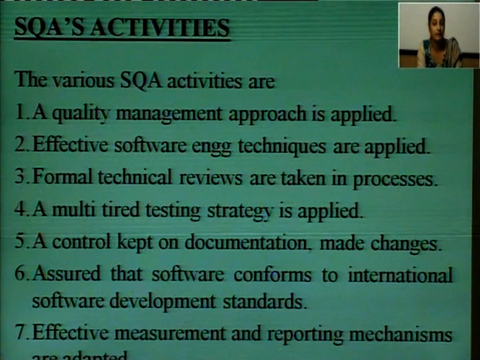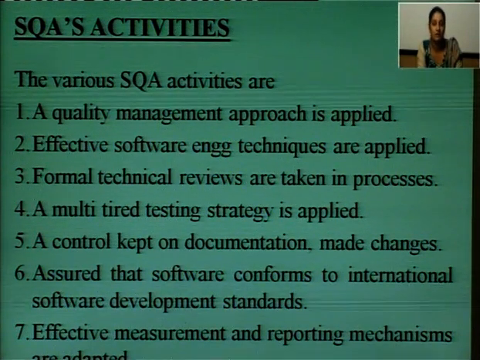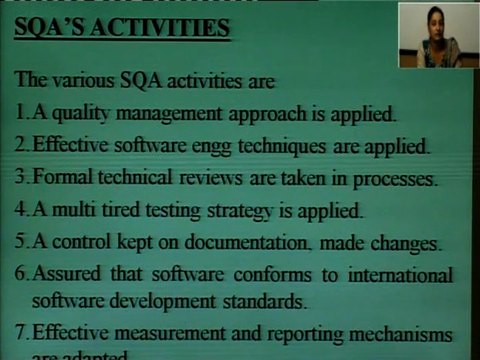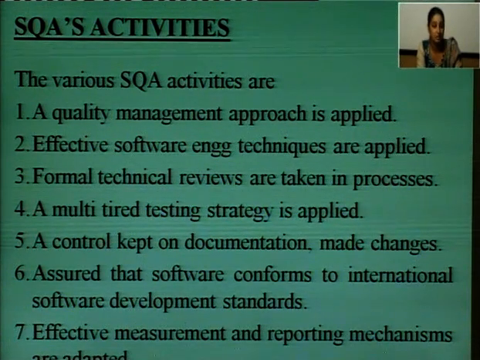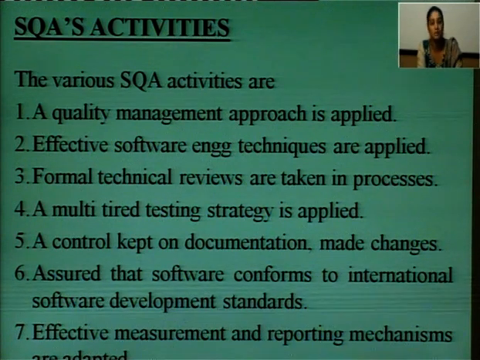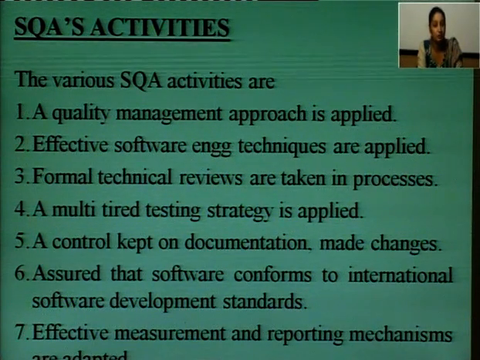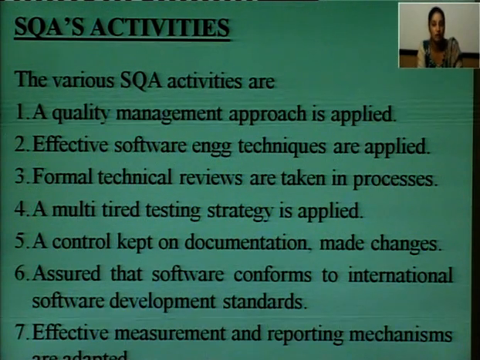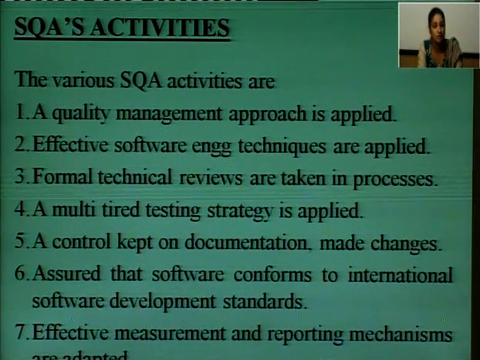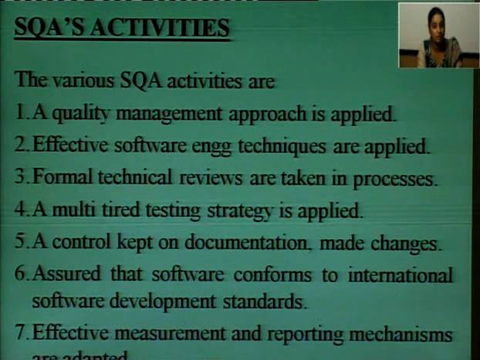Formal technical reviews are taken in this process. A multi-tier testing strategy is applied. A number of testing methods are applied in this case. Control is kept on documentation and changes. The various controls and documentation have to be done in quality assurance to ensure that the software conforms to the international software development standard. Our project is made according to the development standards, methods, and standards of the system.